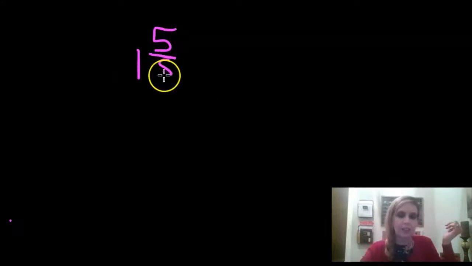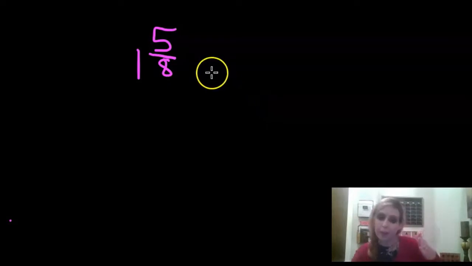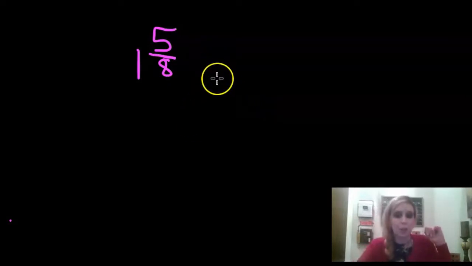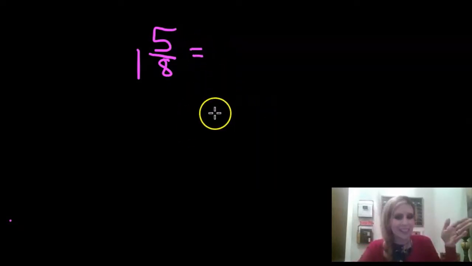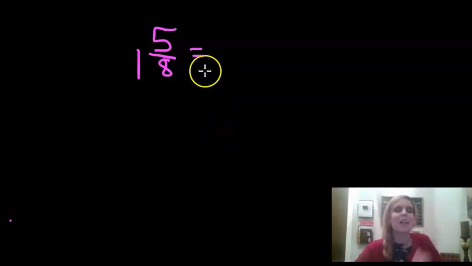All right, now, what if I had a mixed number? What if I had, let's say, 1 and 5/8, okay? 1 is my whole number, and then I have a fraction here, and 5/8 is a proper fraction. But what if I wanted to change it into an improper fraction? What would I do? Now, we did talk about this before spring break, so maybe you remember.